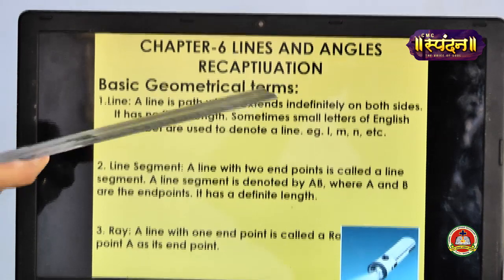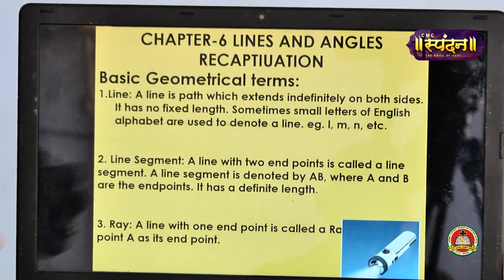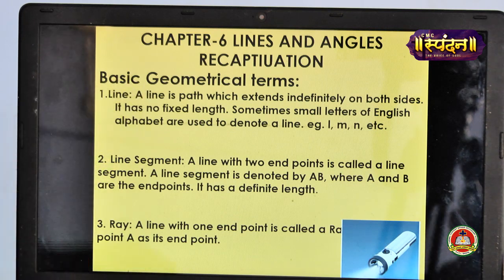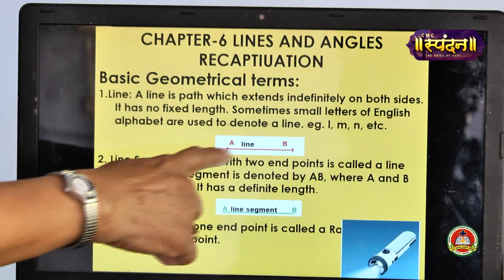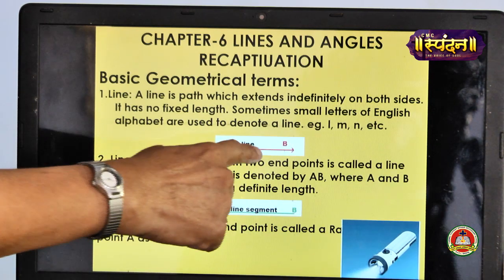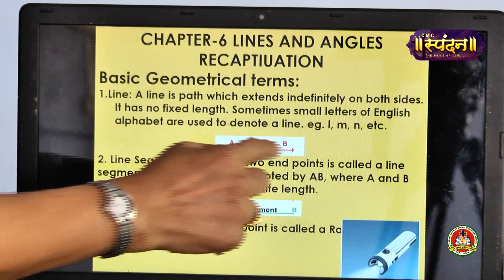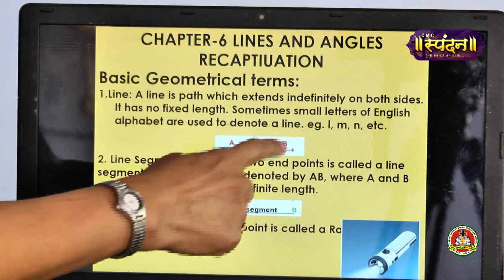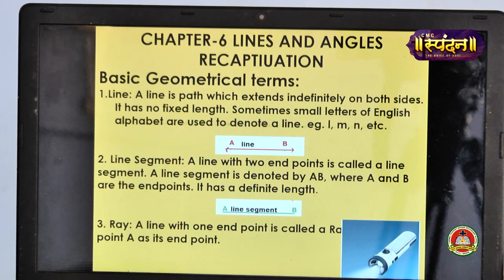So these are all the basic geometrical terms which you have learnt in your earlier classes. What is the first one? Line. A line is the path which extends indefinitely in both directions. See, this is a line. I have taken 2 points over there in a line AB, and arrows are there over here that show this line is extending indefinitely in both directions.